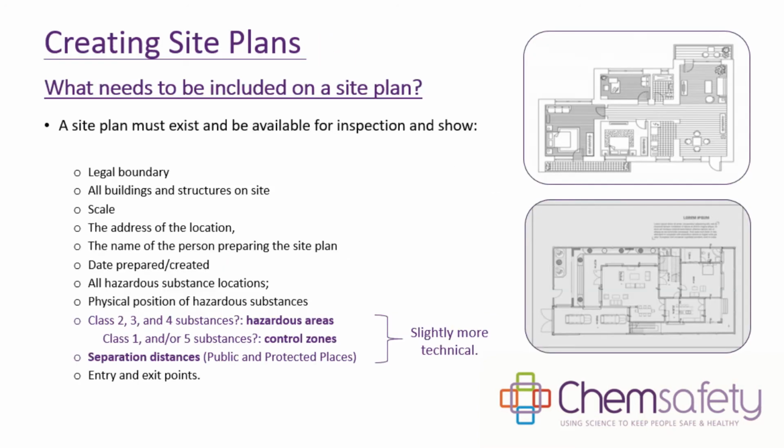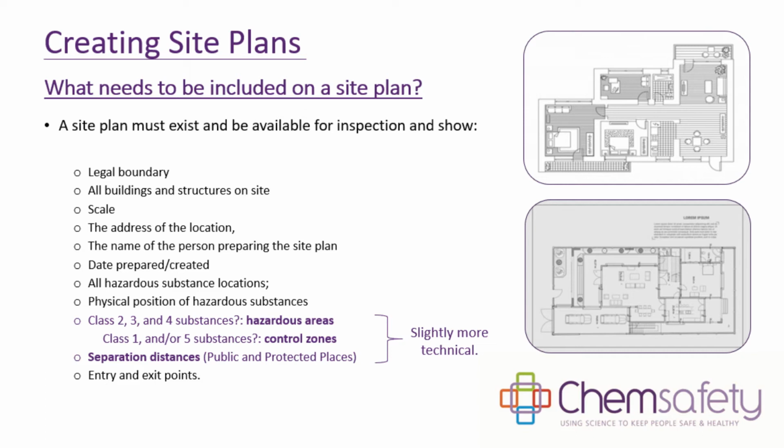The key points that are required to be on a site plan include the legal boundary, all of the buildings and structures on site, the scale, the address of the location, the name of the person who prepared the site plan, the date that it was prepared or created, all hazardous substance locations, and all physical positions of hazardous substances.